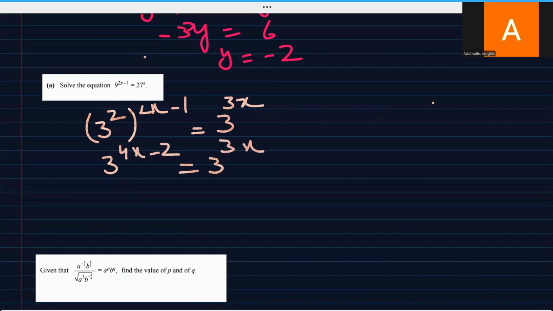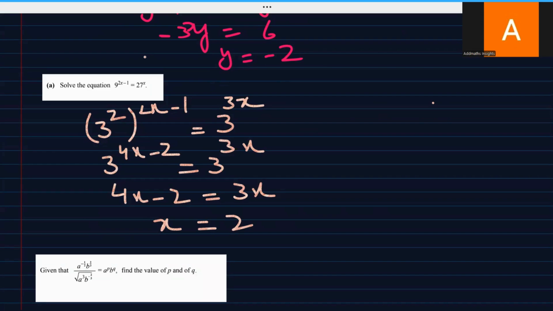Now again the bases are the same. So you can write 4x minus 2 is equal to 3x. Now we move this 3x to the other side. It becomes x and 2 on the other side. This is how you get your answer: x is equal to 2.